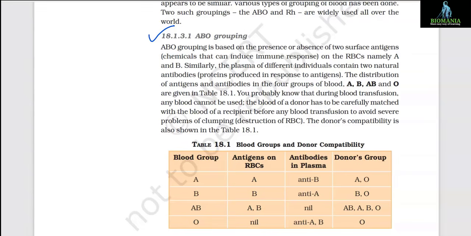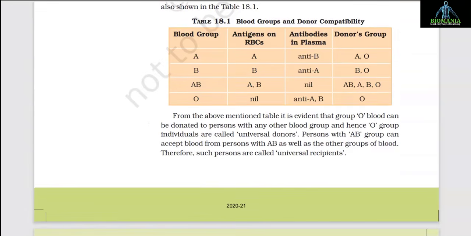table 18.1. You probably know that during blood transfusion, any blood cannot be used. The blood of a donor has to be carefully matched with the blood of the recipient before any blood transfusion to avoid severe problems of clumping, that is destruction of RBC. The donor's compatibility is also shown in table 18.1.